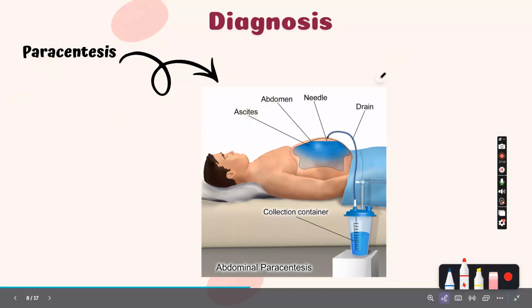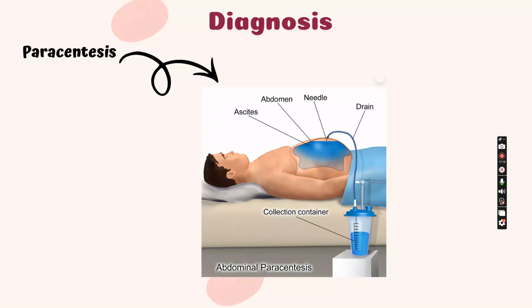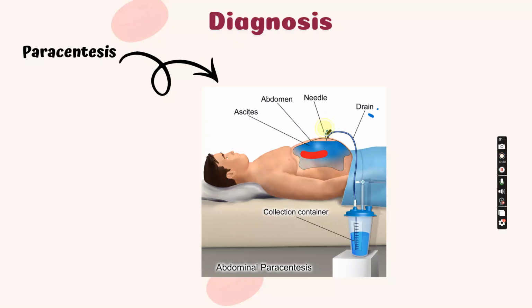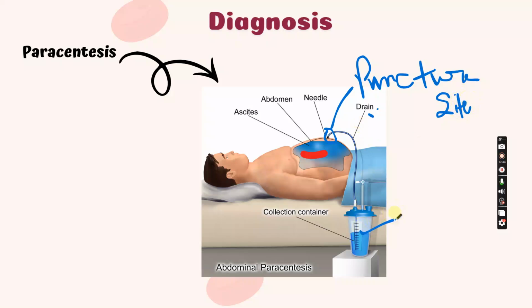So here you can clearly see what paracentesis actually is in visual form. This is the accumulated fluid. Here we are inserting the needle. This is the puncture site. We got the puncture site, and we'll drain it into a collection container. Paracentesis is both a diagnostic test as well as a treatment for ascites.